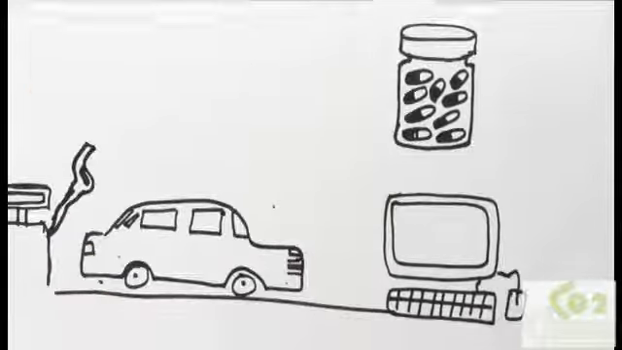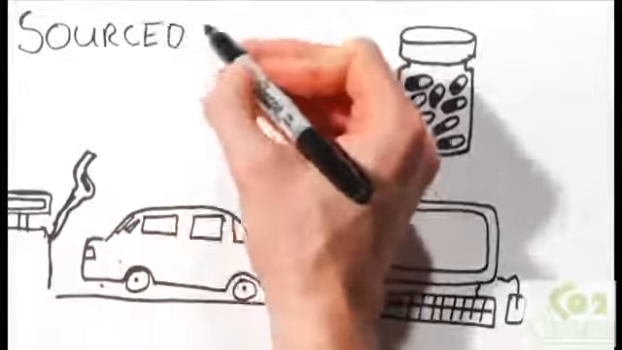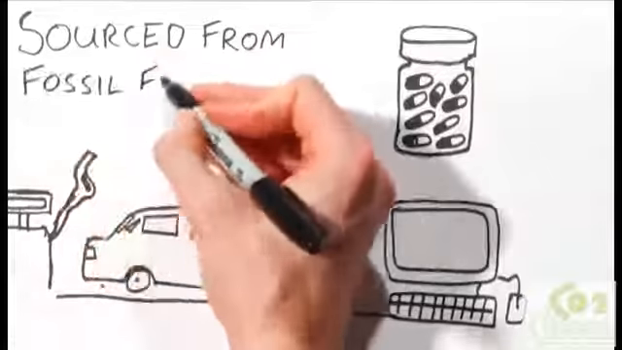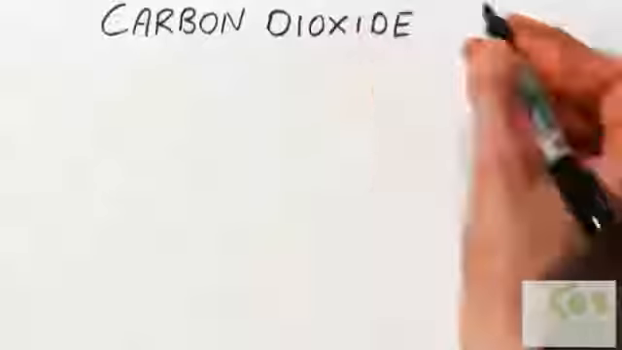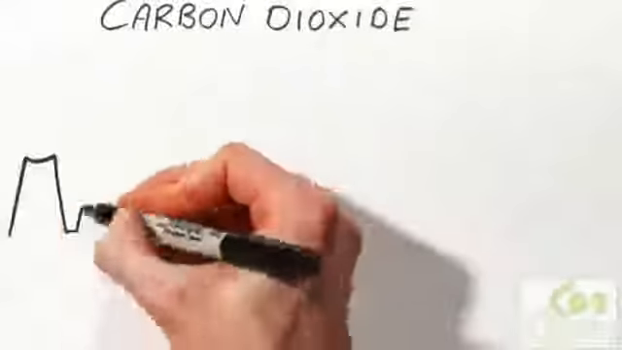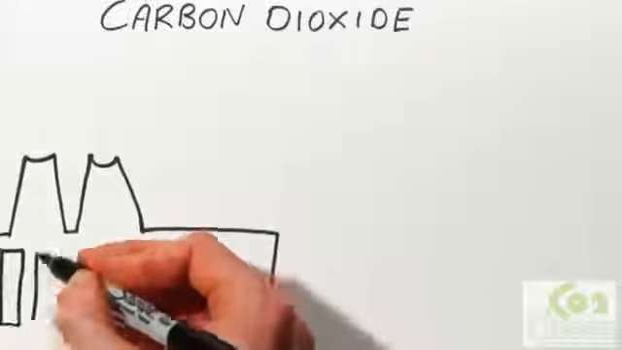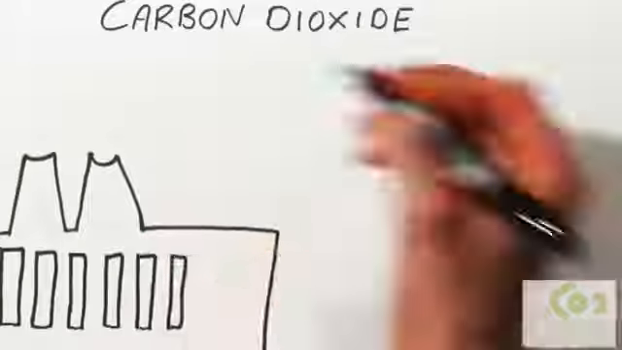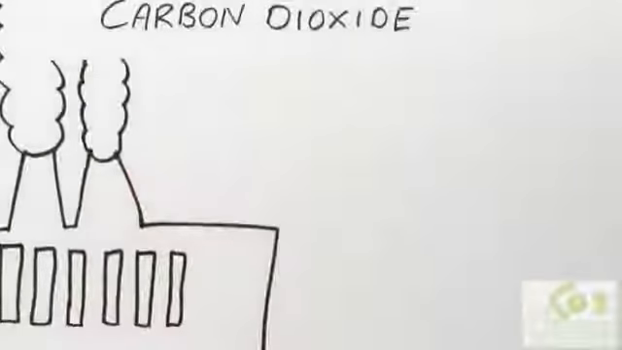Currently, most of the carbon used to make these things is sourced directly from fossil fuels, like oil. So what if we could use other sources of carbon instead, like carbon dioxide? Carbon dioxide, or CO2, is a greenhouse gas, produced by respiration and combustion.